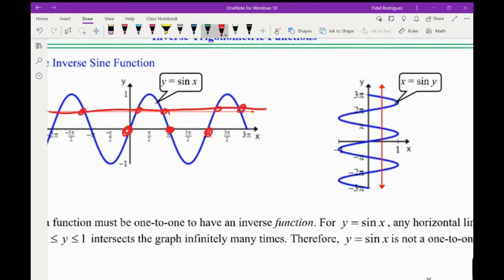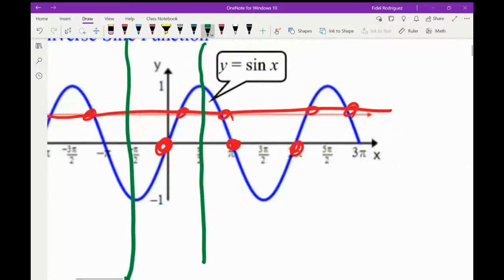But what we can do is say, well, you know what we're going to do? We are going to restrict the domain, meaning we're going to look at the function just between negative pi over 2 and pi over 2. Just looking at that blue graph, from your perspective, coming from the bottom, coming over here to the top.